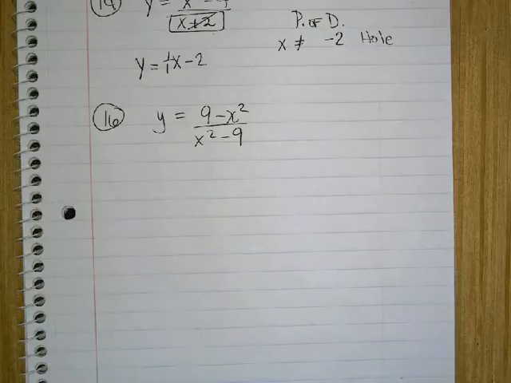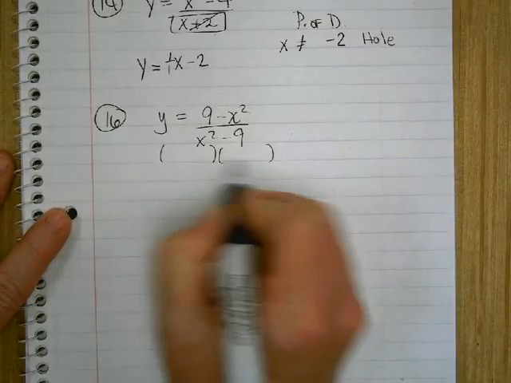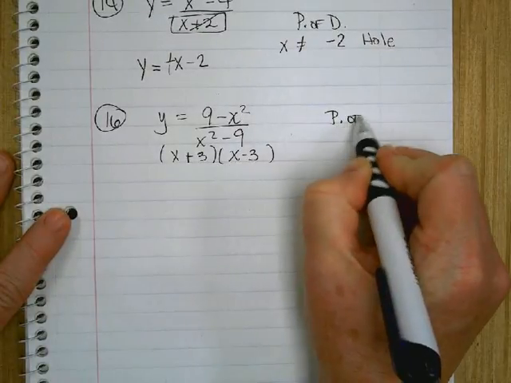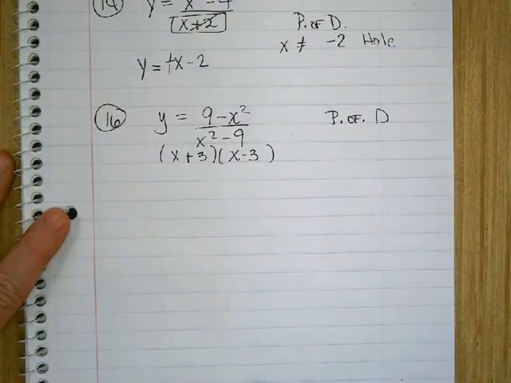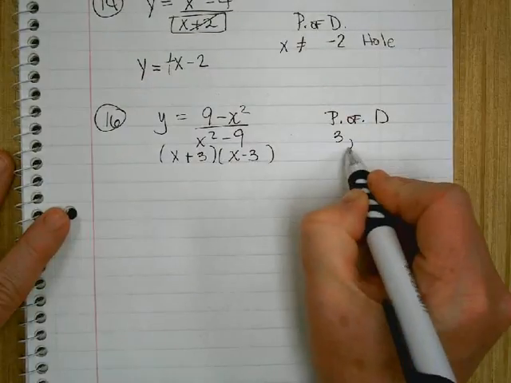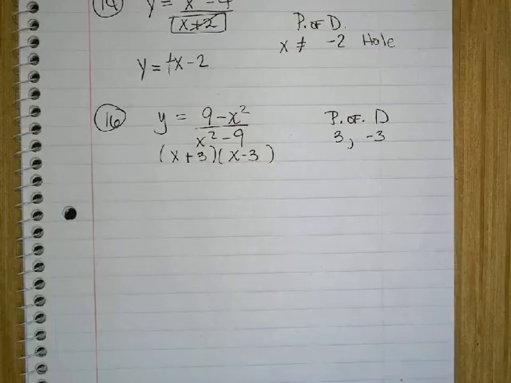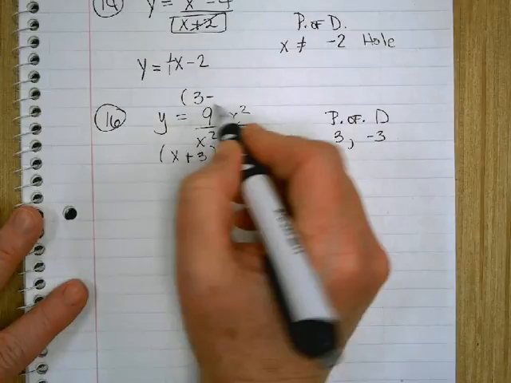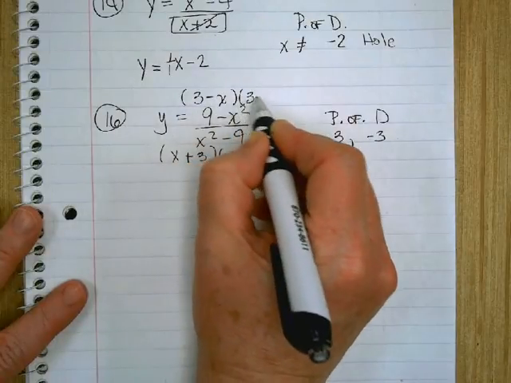What do you think? Can you factor the denominator? What would it factor into? Okay. So what are your points of discontinuity? 3 and negative 3. What about the numerator? Can you factor the numerator? You can? What does it factor into? Can I say 3 minus x and 3 plus x? Okay.